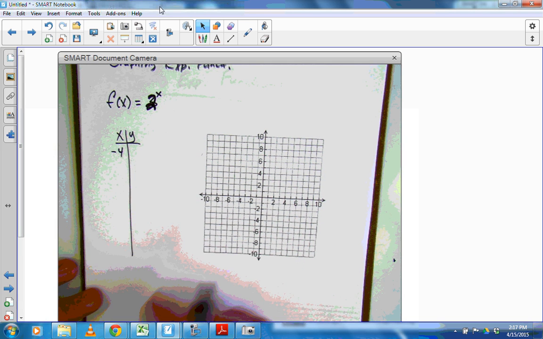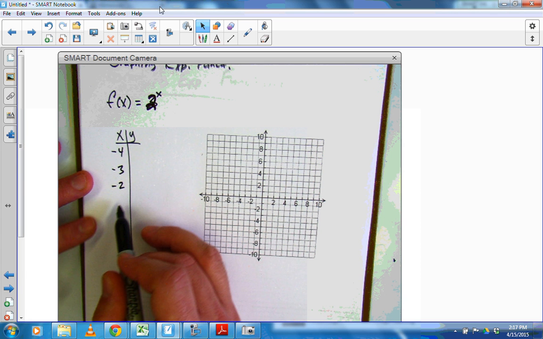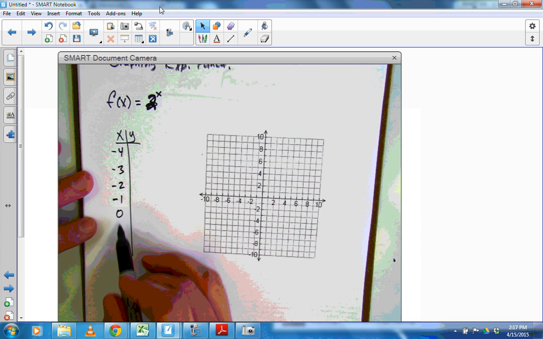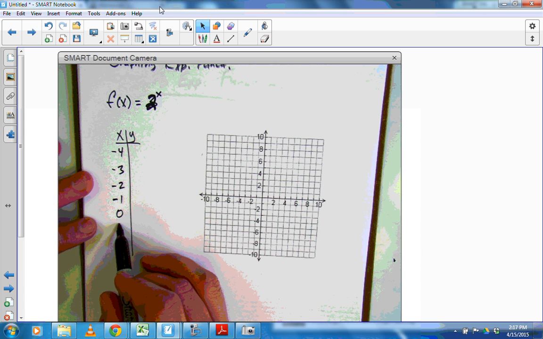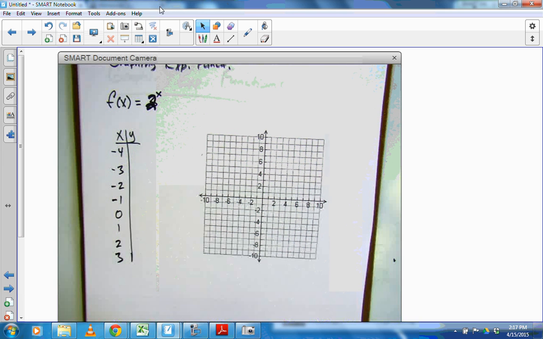All right, so we'll do 2 to the x. Now, we're going to go -4 to like +3 or something. But just a lot of points, so you can get the idea of what these equations kind of look like. Okay, now, let's get y values. All right, so we should know how to get the y values, right?